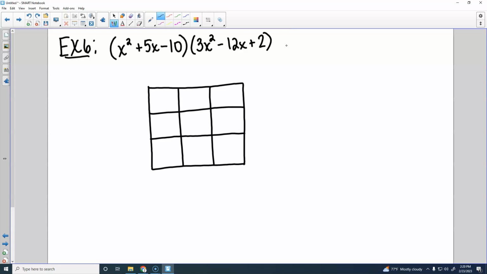So what you're going to do for this is you're going to take one of these trinomials, it doesn't matter which one, and you're going to put it across the top. So I'm going to put here x squared, positive 5x, negative 10. And then I'm going to take the other one, and I'm going to put it along the side. So 3x squared, negative 12x, positive 2.